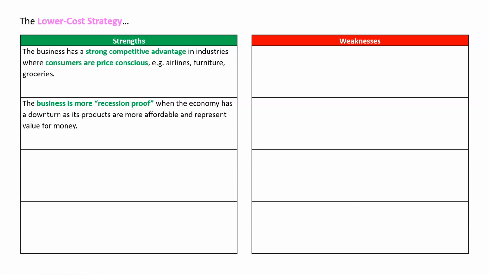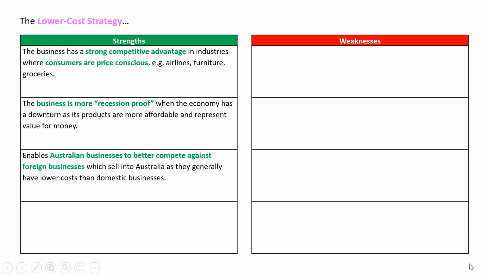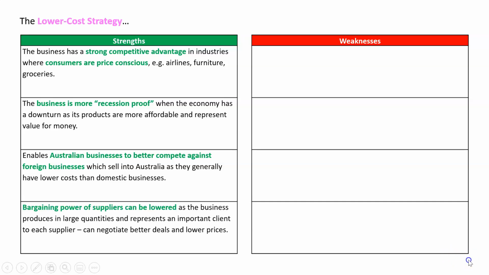When the economy is not doing well, like now during COVID, it's the businesses that can offer more affordable products and better value for money that are going to succeed. Third, it enables Australian businesses to better compete against foreign businesses, particularly from China, with a lower wage base. It's very difficult to compete unless, as an Australian business, you can bring down your costs. So this is a good strategy if you face foreign competition.